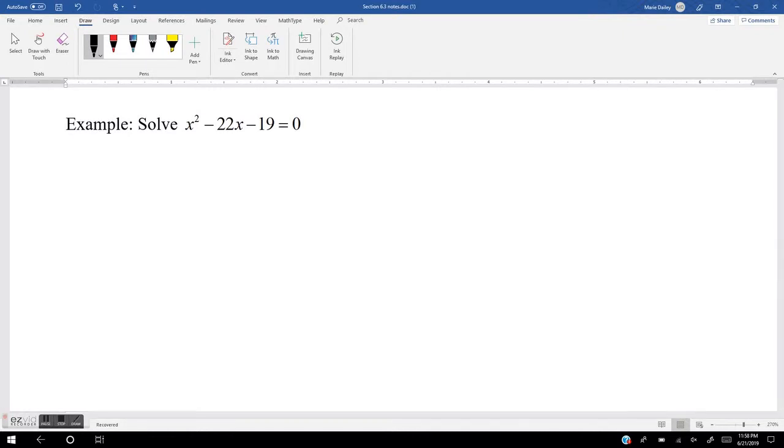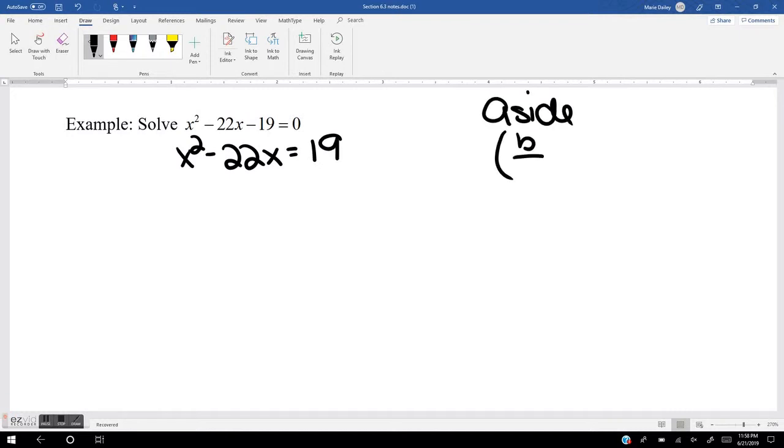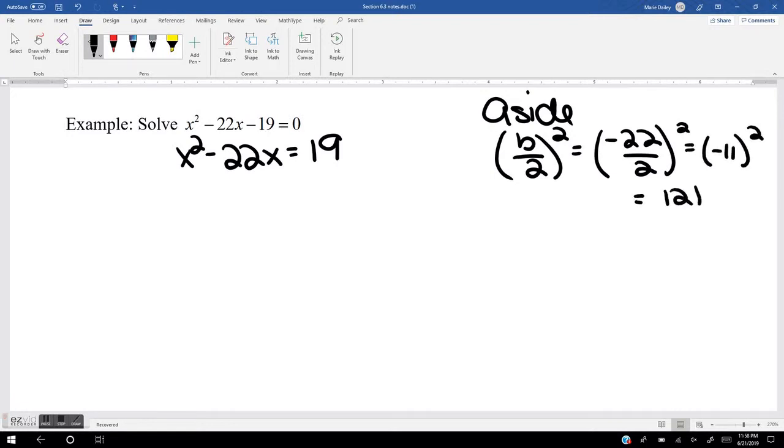So again, not factorable. A is equal to 1. First step, move that constant term over to the other side. Working on the other side, that's going to be b over 2. We're going to square that. So this becomes a negative 22 over 2 squared, which is a negative 11 squared, which gives me a magic number of 121.